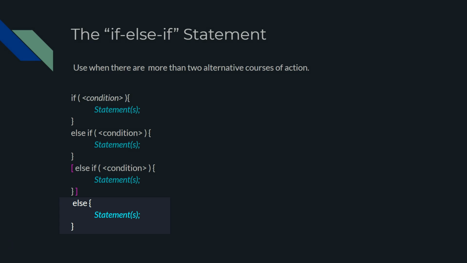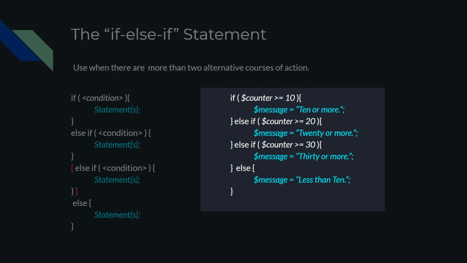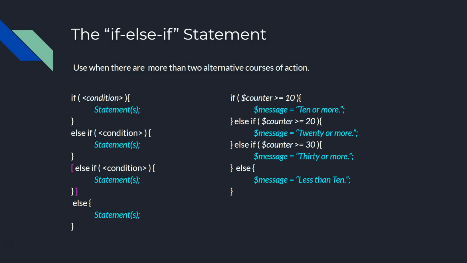So here's a real example of that situation, kind of similar to what we had earlier. We'll say if the counter is greater than or equal to 10, then we want to set the message variable to the phrase 10 or more. Else, if it's greater or equal to 20, then we'll set message to 20 or more, and so on until the end. If none of the conditions above are true, then it must mean that the counter is less than 10, not including 10. So that is the if, if-else, and if-else-if statements.